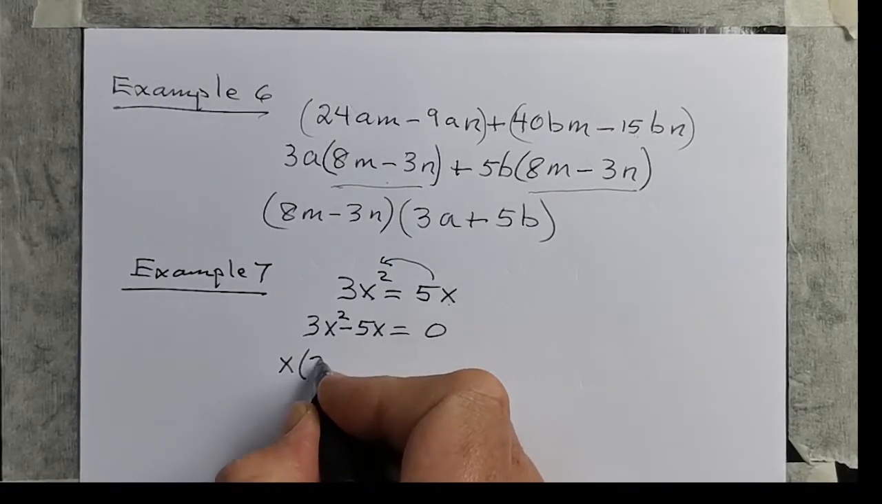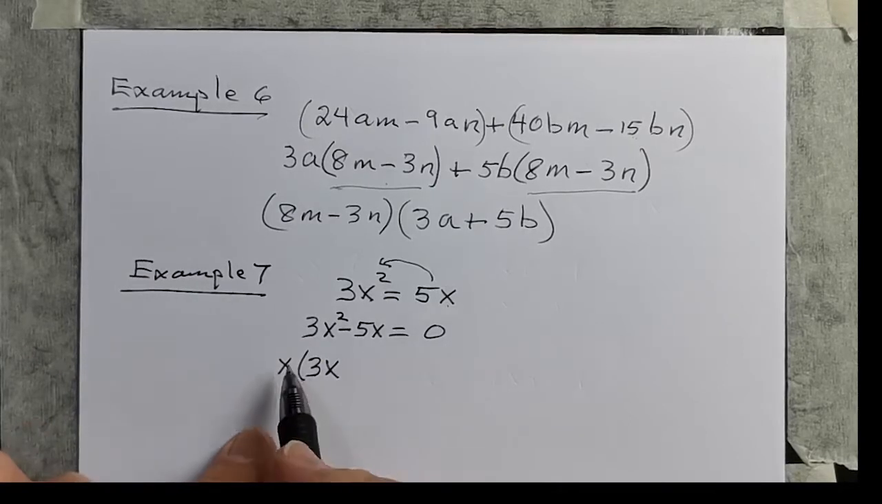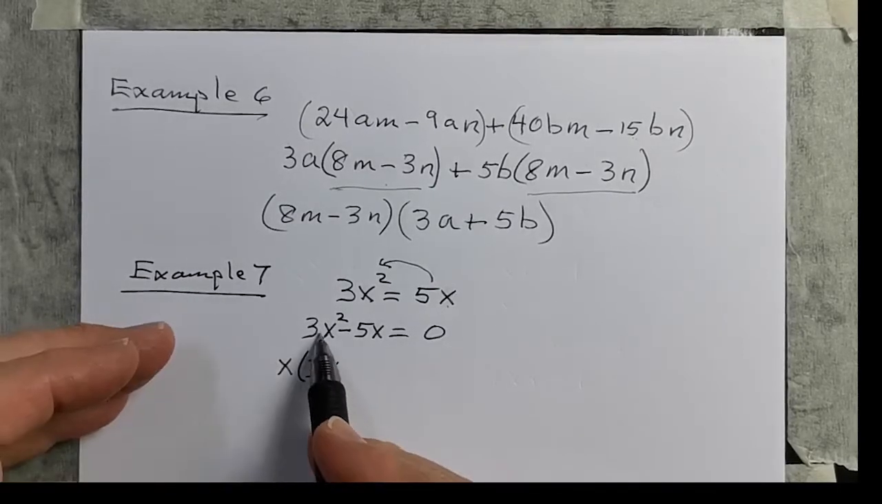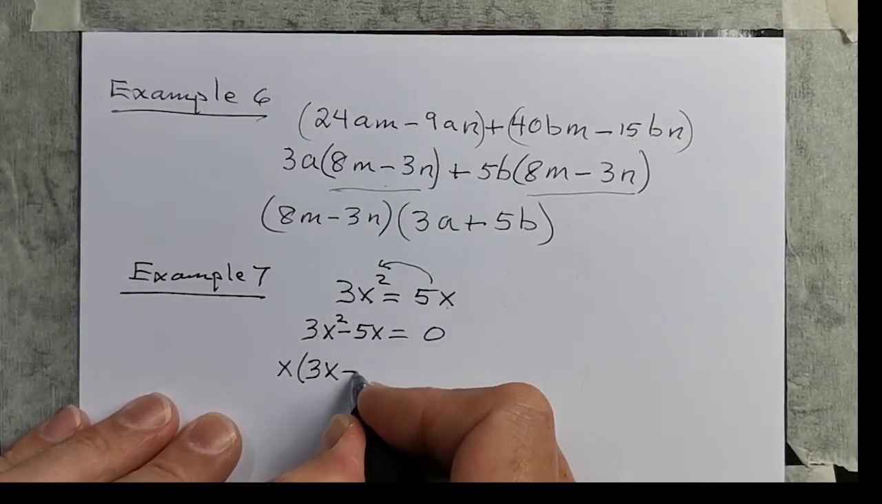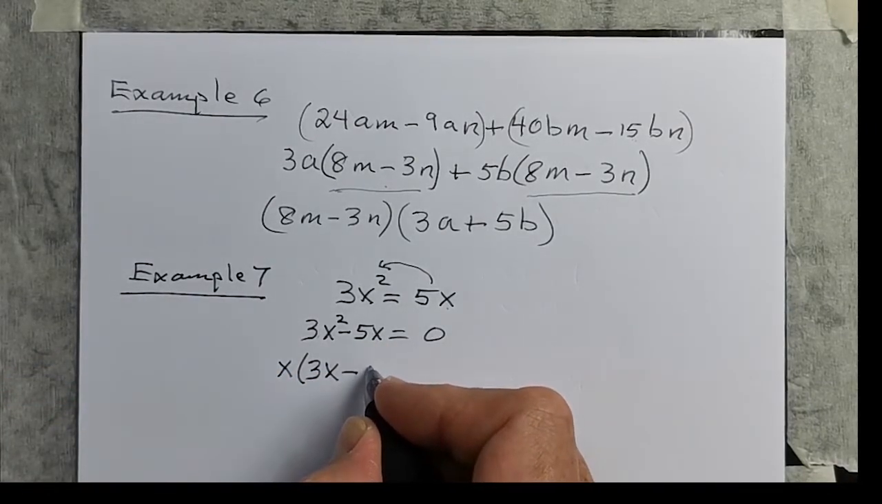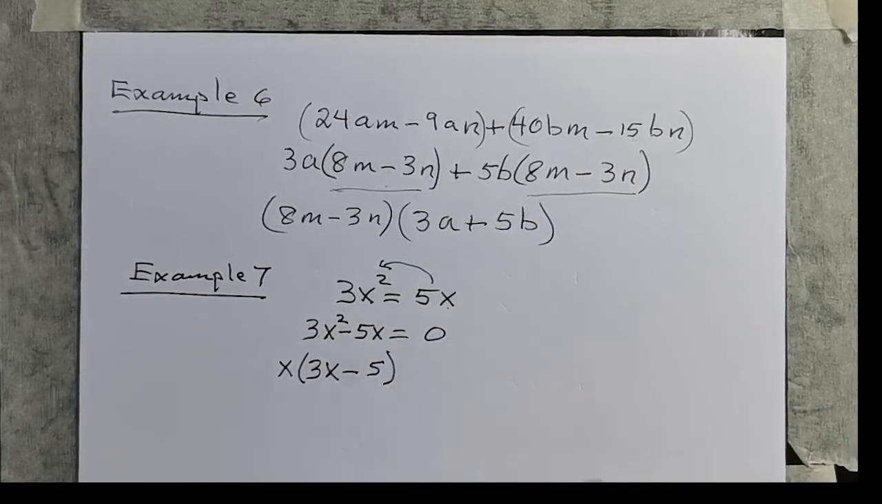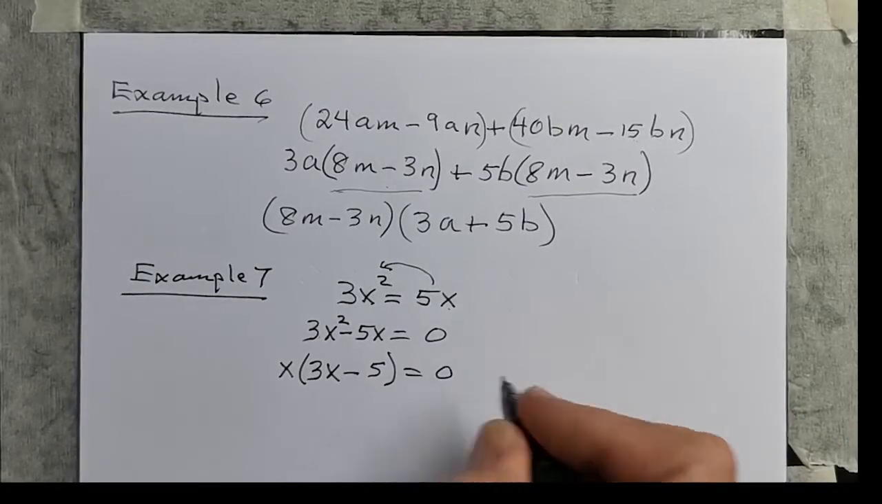X times 3x. What's x times 3x? X times 3x is 3x squared, minus x times 5. So x times 5 is minus 5x. This is equal to 0.